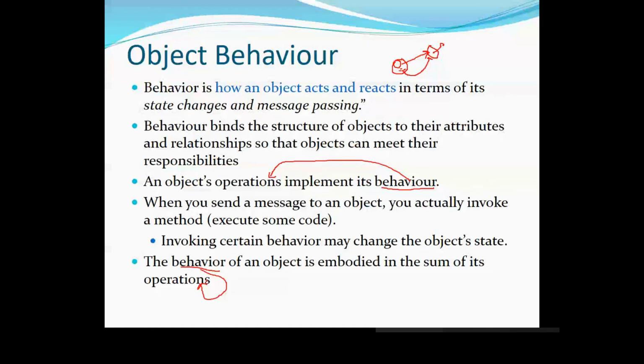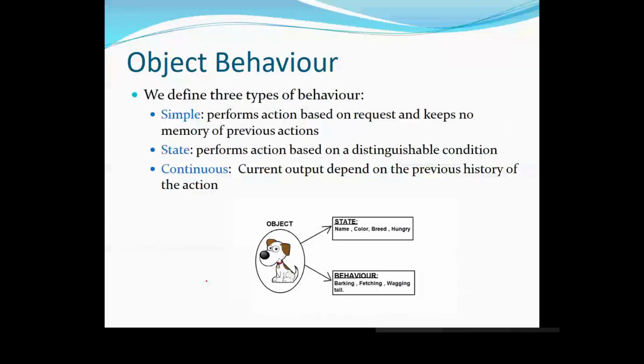And also, don't forget that behavior is already executed because there's a relationship between each other in the application, and they need to interact with each other, so they execute methods, and that will make changes in the object. Now, object behavior, there are three types: simple, state, and continuous. Simple is just, you ask me for something and I do it for you.